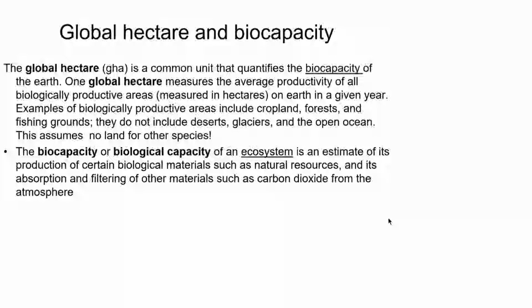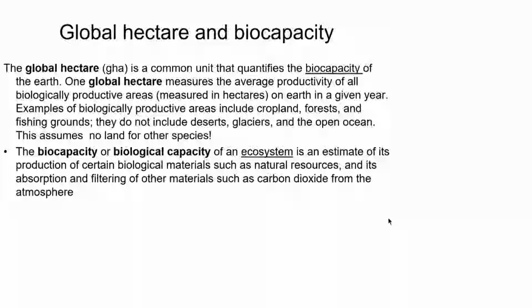So, one global hectare measures the average productivity of all biologically productive areas. For example, if I look at carbon dioxide absorption on earth, it is exclusively carried out by living organisms such as plants, or systems which can absorb and convert it into useful matter. One global hectare measures the average productivity of all biologically productive areas, measured in hectares on earth in a given year. Examples of biologically productive areas include farmland, forests, or some fishing ground, but the calculation of biocapacity does not include non-biologically productive areas, though they are also biologically active in a very limited way.